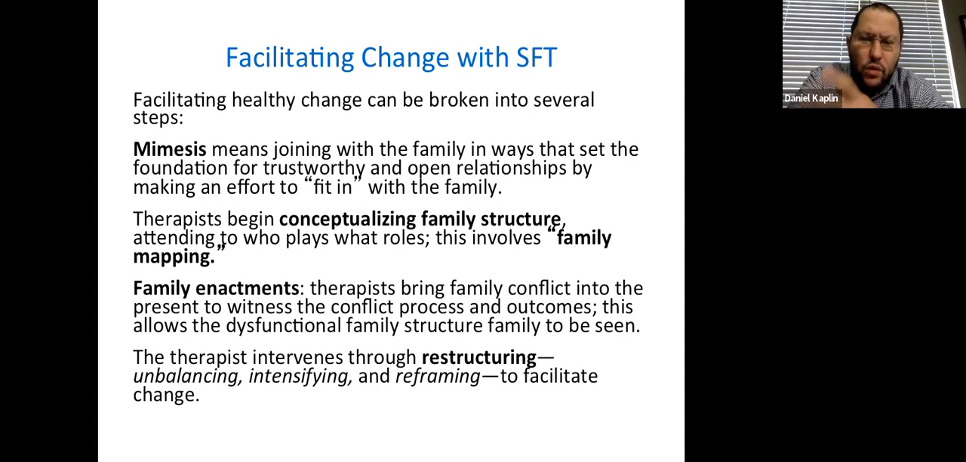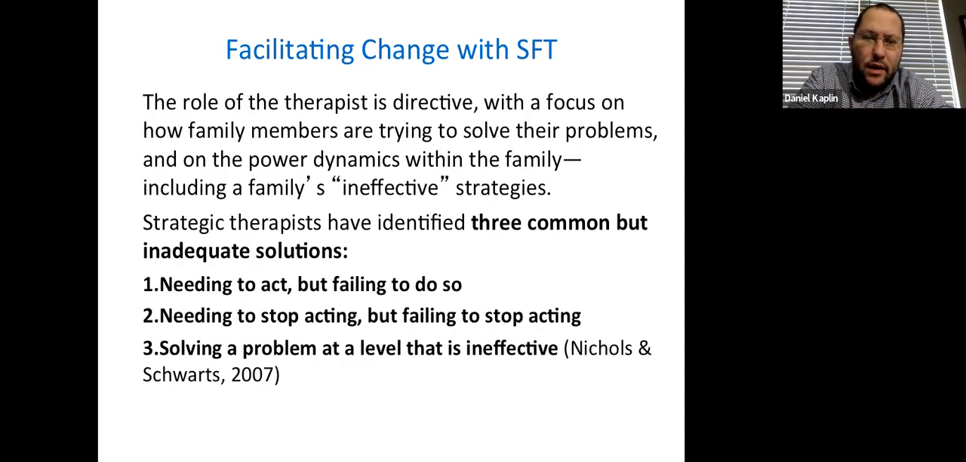So you could do that through reframing, intensifying, unbalancing. Now, when we talk about unbalancing, it's interesting because I said everyone likes homeostasis, but you're getting people off balance with their enactments, right? So that would be the delicate part, right? So the therapists themselves are very directive. They're very involved. And I talked to you about working with the family as part of the family, fitting in with the family to try and identify ineffective strategies and try and address them.